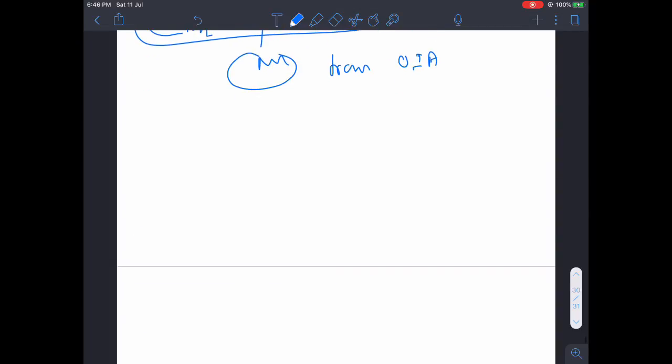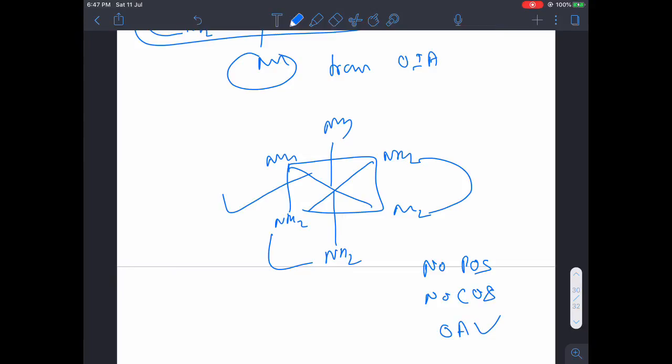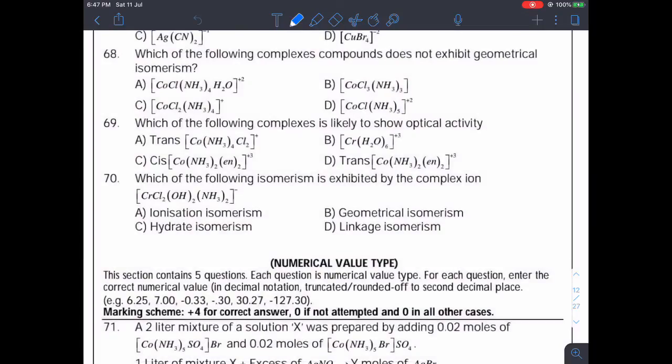What about the cis? It will be optically active. Why? Because we have NH2 and NH2 here, and you can see there is no plane of symmetry here. So no plane of symmetry, no POS, no COS, that means optically active species. So this is optically active. So cis will be optically active and trans will be optically inactive. So my answer would be this.